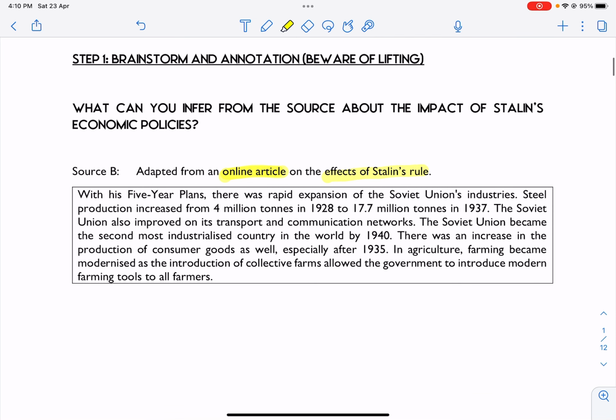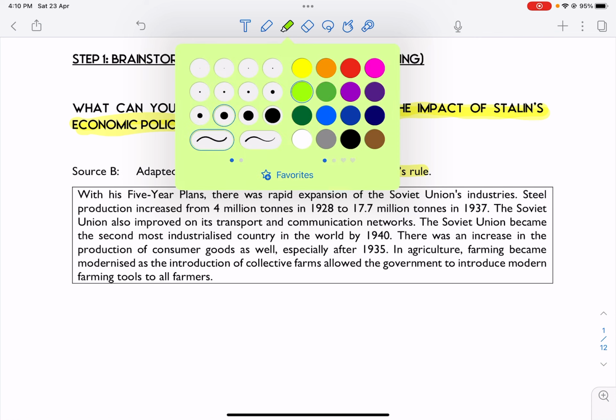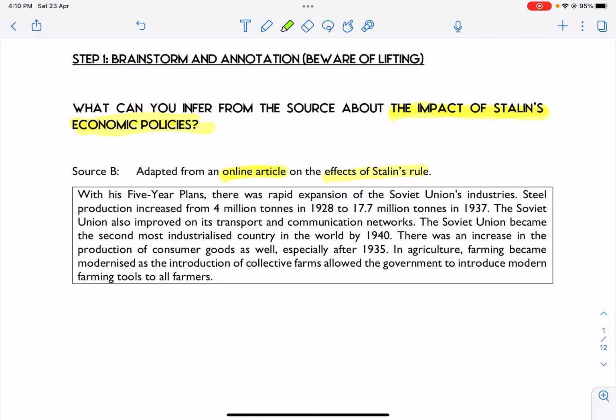Now take note, I need to know my question. What is it that they want me to infer about? In this case, they want me to infer about the impact of Stalin's economic policies. So the first line of my answer will match this exactly: the impact of Stalin's economic policies. So that is what I must look out for. Let's look at the evidence. I'm trying to look for economic policies and the impact. So it's very obvious. First thing I will see is there was rapid extension of Soviet Union's industry. So this is a positive impact. I annotate here, I have a positive impact over here.